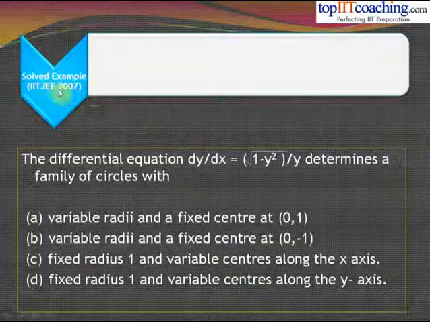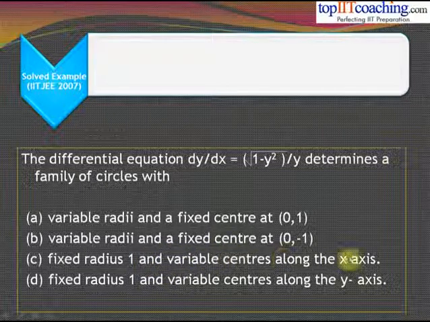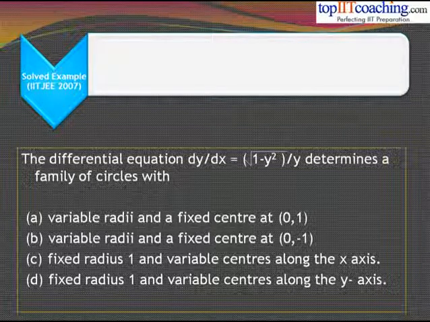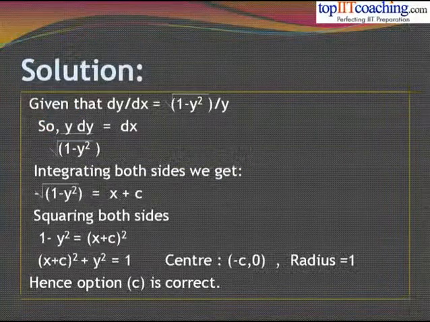This problem appeared in IIT JEE 2007, and it says that the differential equation dy by dx equal to under root of 1 minus y square divided by y determines a family of circles with option A: variable radii with a fixed center at (0, 1); option B: variable radii and a fixed center at (0, -1); option C: fixed radius 1 and variable centers along the x-axis; and option D: fixed radius 1 with variable centers along the y-axis. So in this problem we have been given a differential equation and we have to find out which of the four options is correct. The first step is to solve this differential equation.